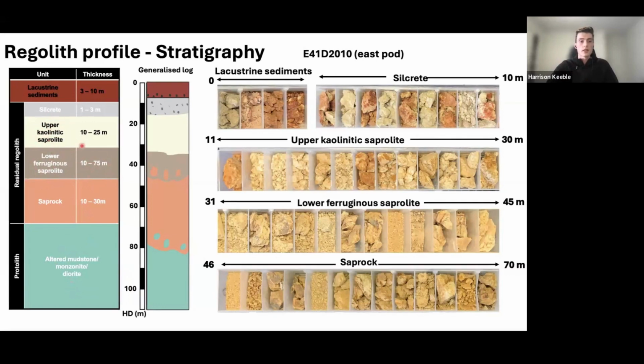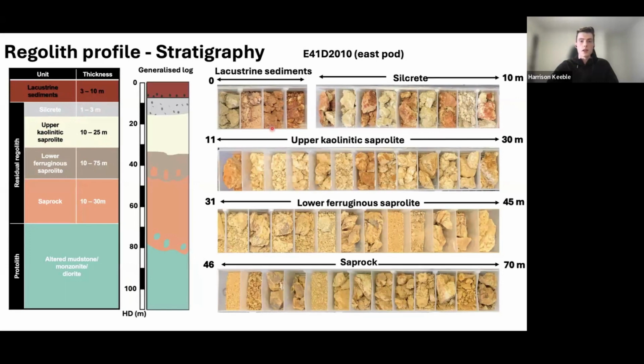Then in the upper part of the saprolite, I defined an upper kaolinitic saprolite, which again is a bit variable, 10 to 25 meters. And finally, the residual regolith is capped by a thin silcrete layer. Above the residual regolith is transported material, which in this case is the lacustrine sediments from the ephemeral Lake Keeble, as I mentioned before. And this overlays the whole deposit, again with a pretty variable thickness between 3 and 10 meters.